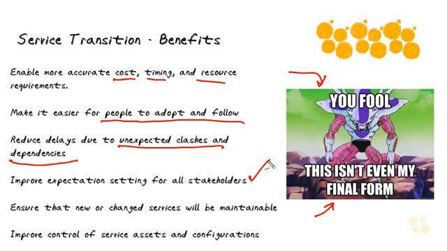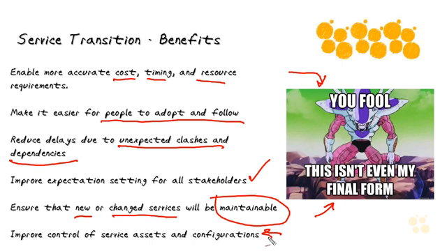Improve the expectation settings for all of your stakeholders. That's not only your customers, gang, that's also you, your team, your senior management. Make sure that any new or changed services are going to be maintainable. There's nothing worse than saying, yes, we're going to be able to give you this service, and then finding out that it took every single dime you have to make sure that you could maintain that one service, and meanwhile, all the rest of your services are not going to work, and now you're going to have to pull back. Well, you need to be able to maintain it. And then, of course, improve control of your service assets and configurations.